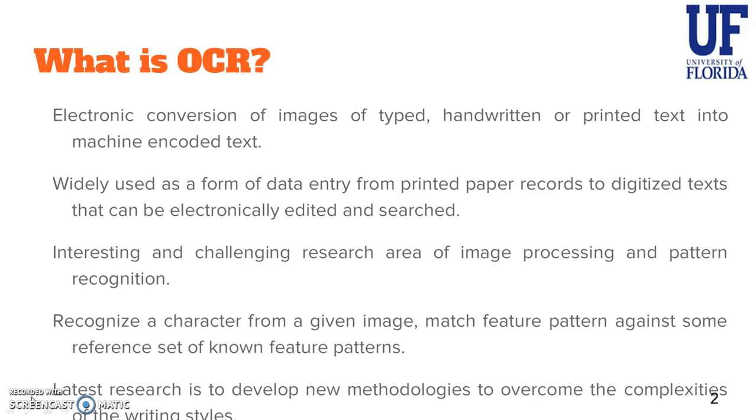So what is OCR basically? It is the electronic conversion of images of typed, handwritten or printed text into machine encoded text. It is widely used as a form of data entry from printed paper records to digitized text that can be electronically edited and searched. For 60 years, handwriting and computers have coexisted, and yet a machine's ability to recognize human handwriting is imperfect. This makes it an interesting and challenging research area of image processing and pattern recognition.